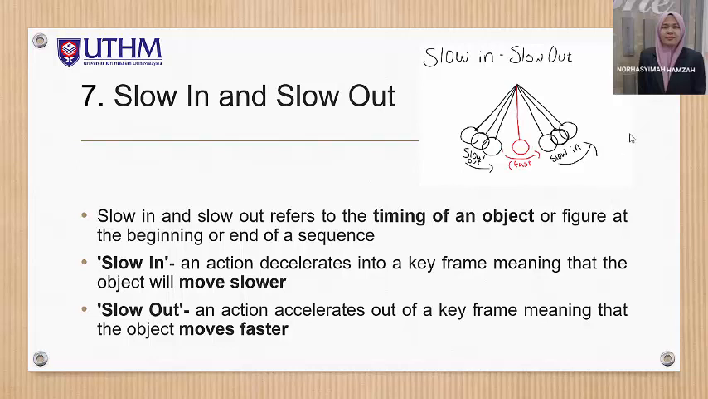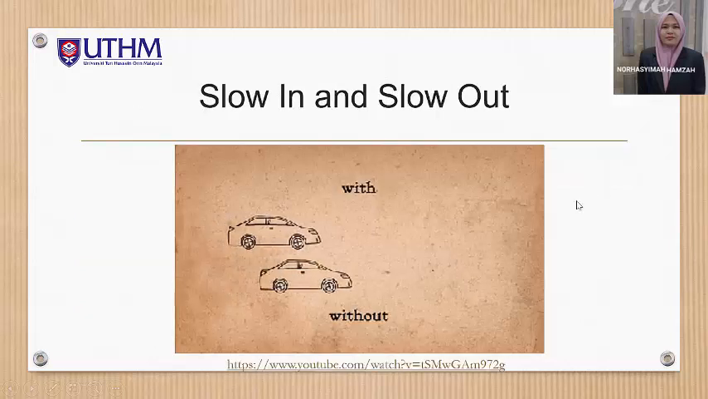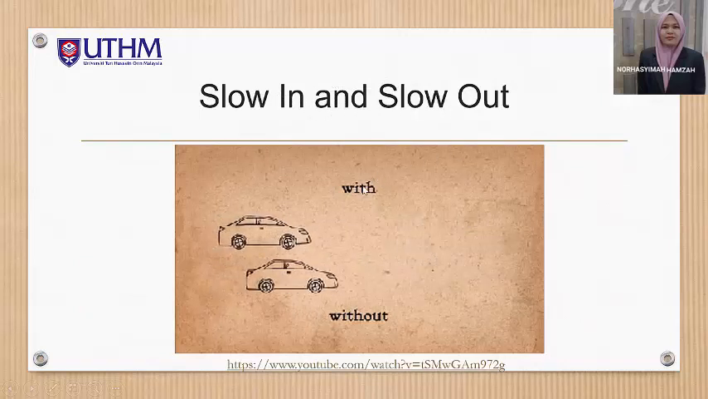bergerak laju. Contoh penggunaan slow in and slow out ni, contohnya kita nak tunjukkan kelajuan lah. Bila kita gunakan slow out, ia nampak macam pantas lah, cepat. Kalau slow in dia akan bergerak lambat sikit lah, move slower. Okey, ini adalah penggunaan prinsip slow in and slow out di mana animasi yang di atas menggunakan prinsip slow in and slow out, manakala pergerakan yang bawah ni tidak menggunakan prinsip slow in and slow out.